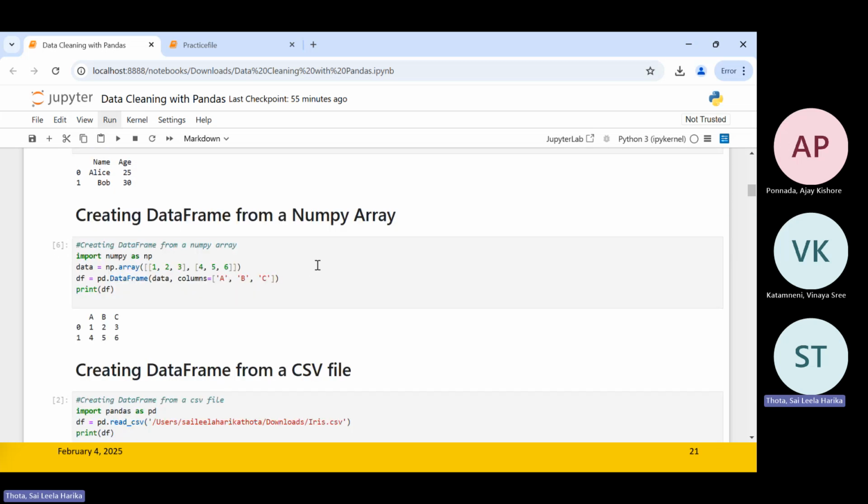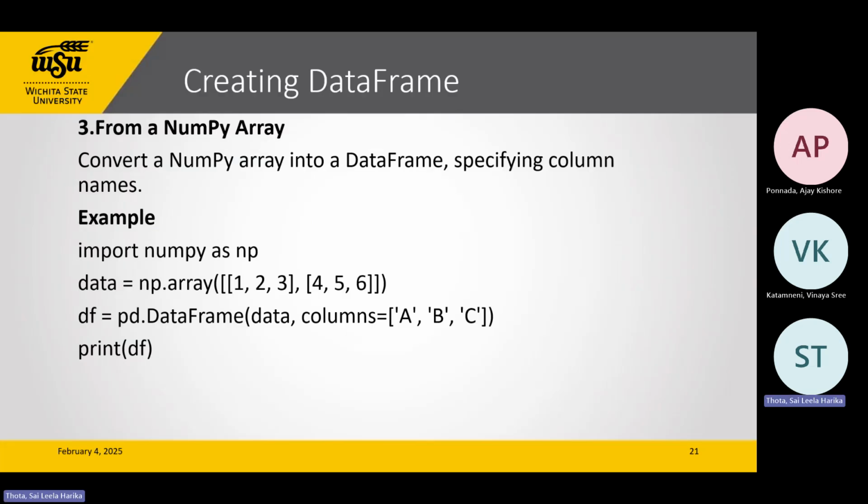Next, creating data frame from a NumPy. Let's go back to the slide. So we can also create the data frame from NumPy array. If you want to use NumPy, we need to import NumPy as np. And here I consider the array. And next I loaded this, I consider as a data, and I simply loaded this into a data frame, like data, and I gave the columns like A, B, C, and I printed the data frame. Let's see how the output looks.